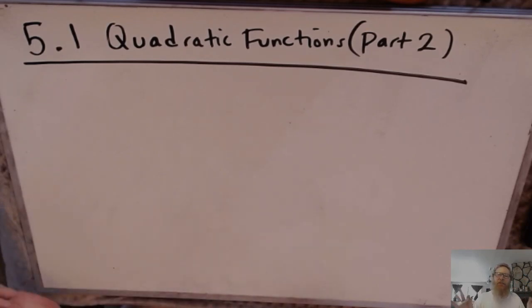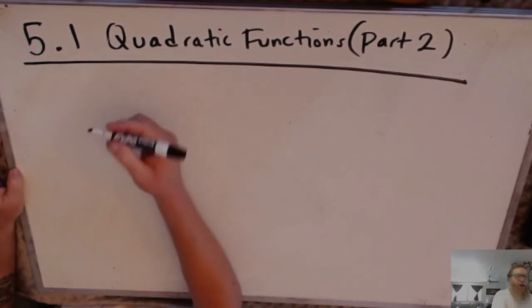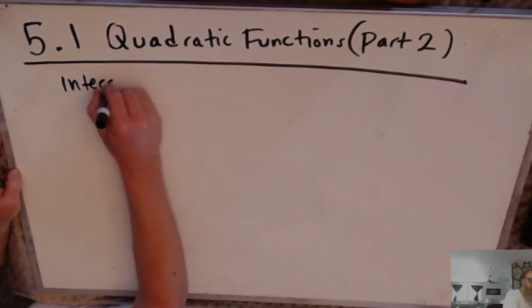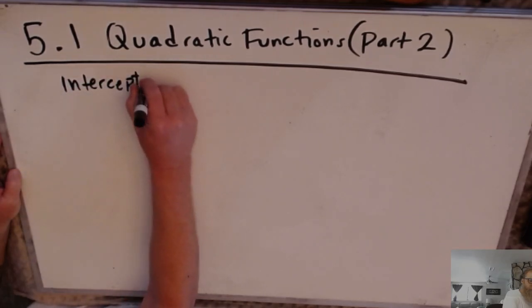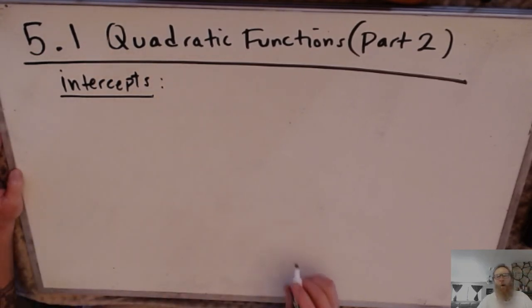So, not much else to cover. We've covered most of the important details. A few more things we want to talk about today are intercepts. Last time we only talked about the y-intercept.